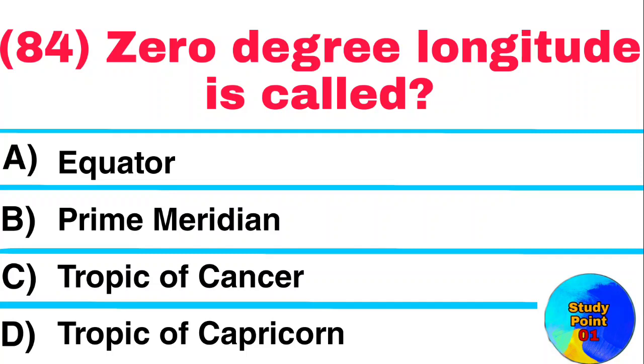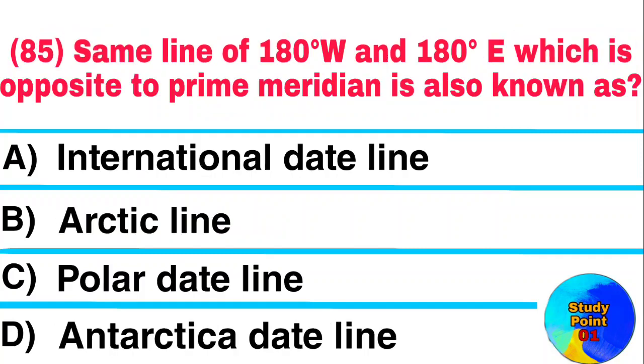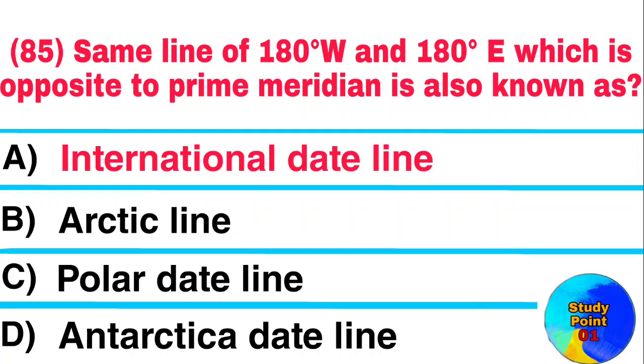Question. 0 degree longitude is called A. Equator, B. Prime Meridian, C. Tropic of Cancer, D. Tropic of Capricorn. Answer. Prime Meridian. Question. The line of 180 degrees west and 180 degrees east, which is opposite to the Prime Meridian, is also known as A. International Date Line, B. Arctic Line, C. Polar Date Line, D. Antarctica Date Line. Answer. International Date Line.